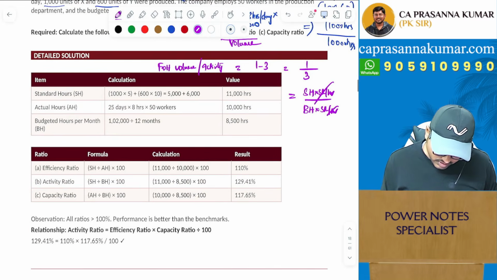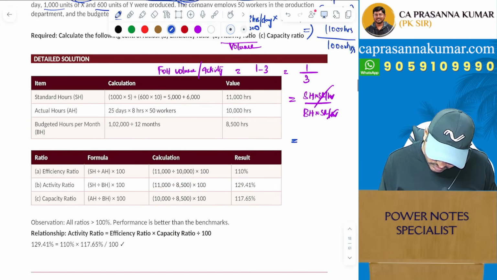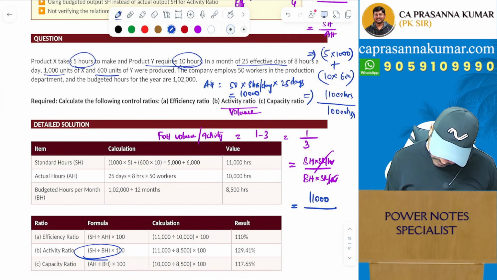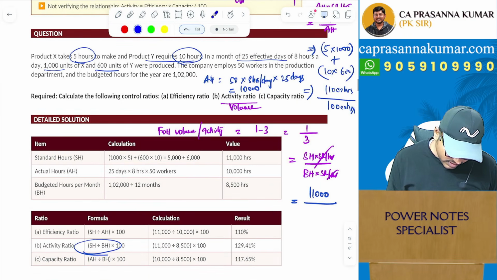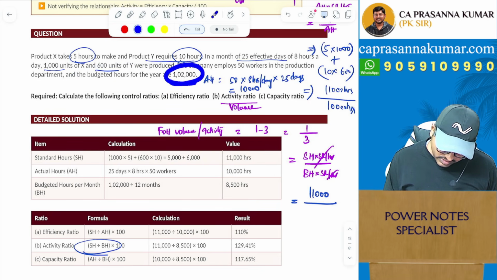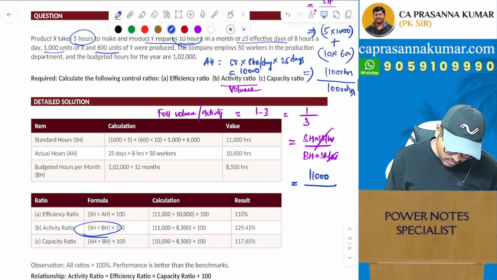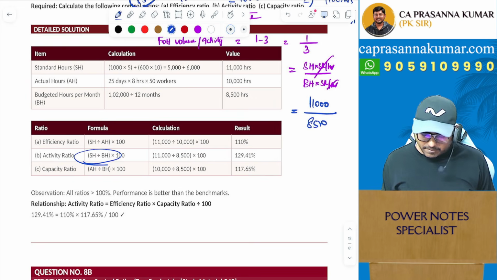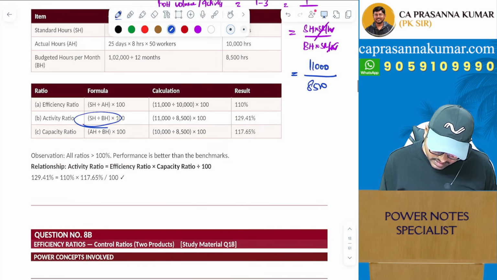SH by BH. Now, do I know SH already? Just now we have calculated 11,000. Budgeted hours is how much? Same formula over here for activity ratio. So activity is nothing but volume. 11,000 divided by budgeted hours is how much? Is it given directly? For the year it is given. We are calculating this for only one single month. So therefore, 1,02,000 divided by 12 months. Per month it is how much? 8,500. That's all. Divided by 8,500. Got it?